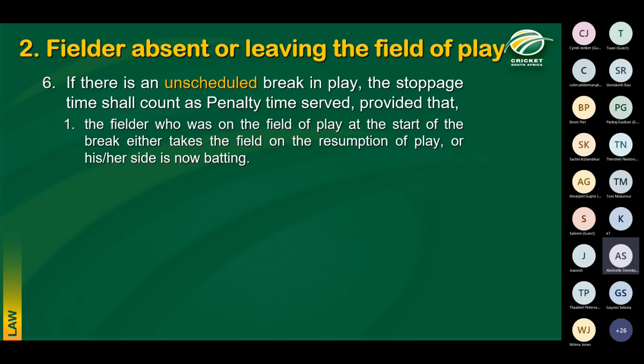Was John on the field of play when it started raining? Yes. Did John take the field at the resumption of play? Yes. So now you can offset that 10-minute rain interruption against penalty time that John owes us. So at the start of the interruption, John owed us 20 minutes. It rained for 10 minutes. So 20 minutes minus 10 is 10 minutes.